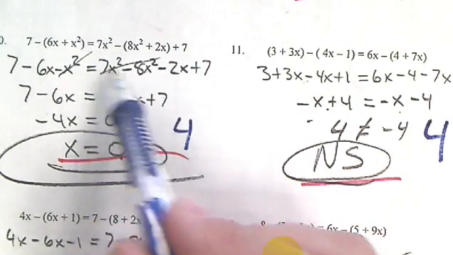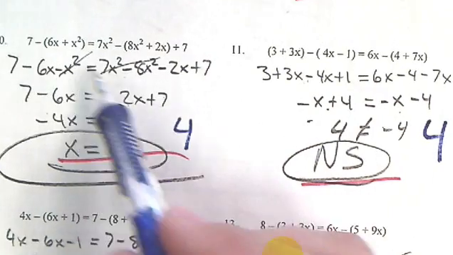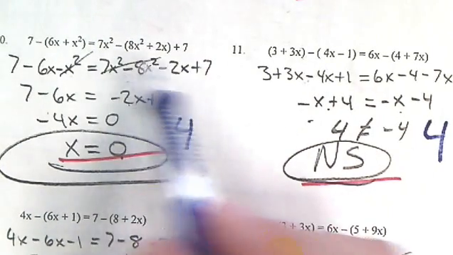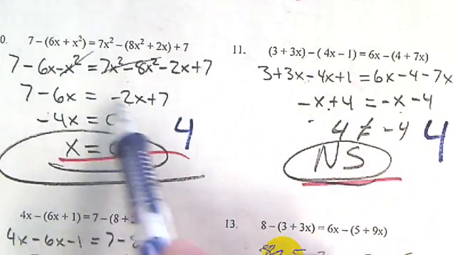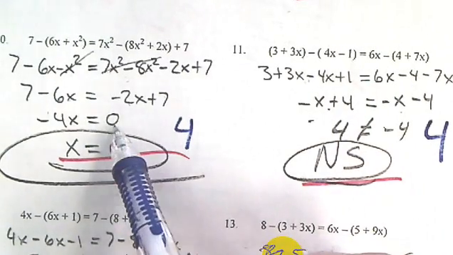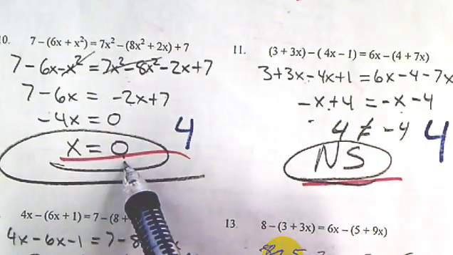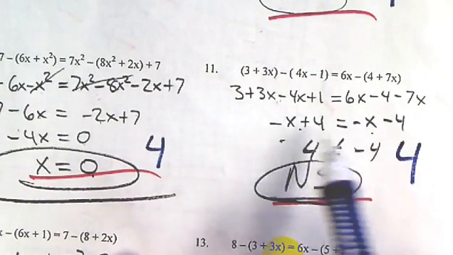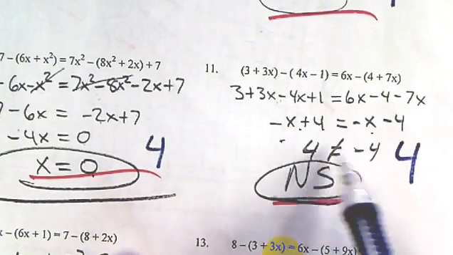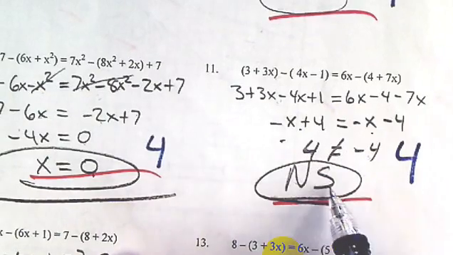This is a negative x squared, and there's a negative x squared on that side. So when I add x squared to both sides, they disappear. I get all my x's on one side, all my constants on the other. Divide by negative 4, I get 0. But on this one, my x's eliminate, and I'm left with something that's not equal. So that means no solution.